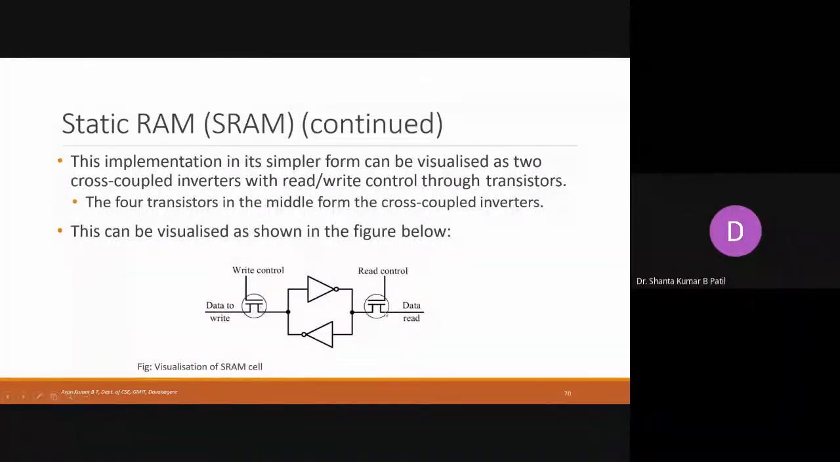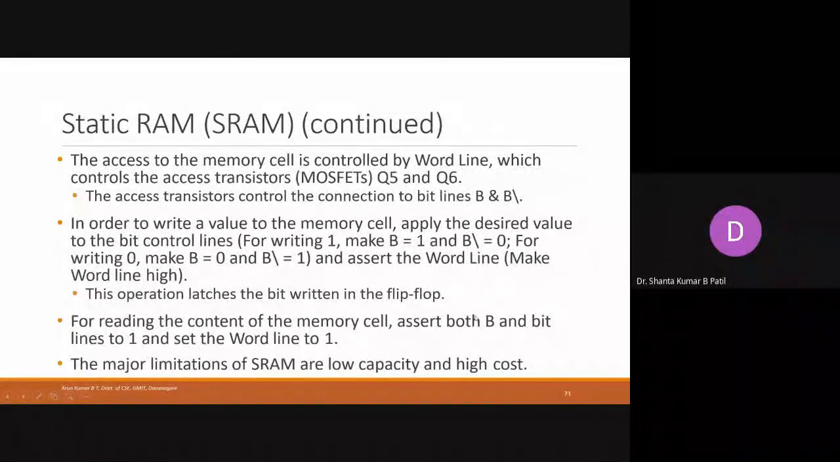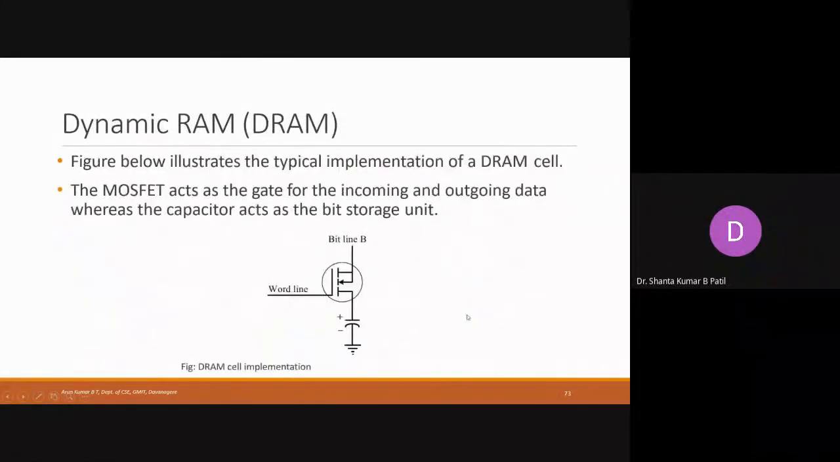No doubt, one transistor is used, but it consumes more space. Here also the static cells are consuming space, as 6 transistors are there in order to store 1 bit of the data, hence they consume more space. That's why, in order to avoid this, we are using the dynamic RAM.